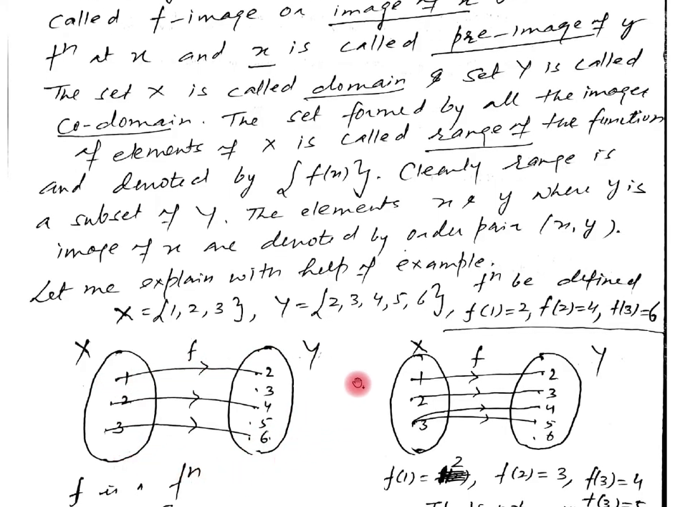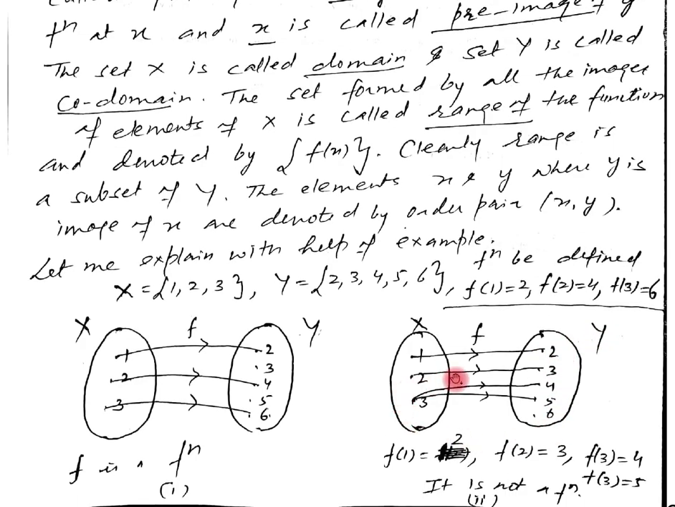Now let us see another example. Now again I have considered the set X having elements 1, 2, 3, and here the set Y having the same elements as this. Now the arrow diagram is like this.